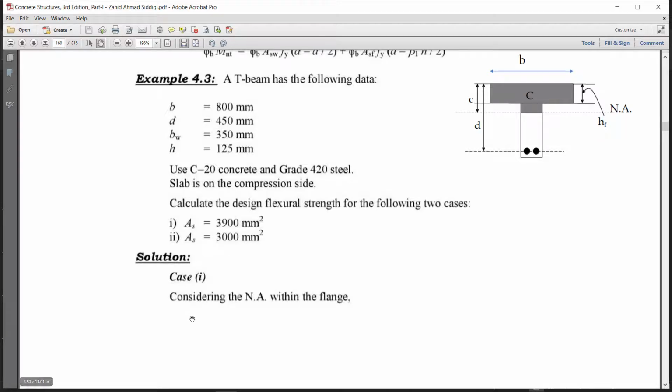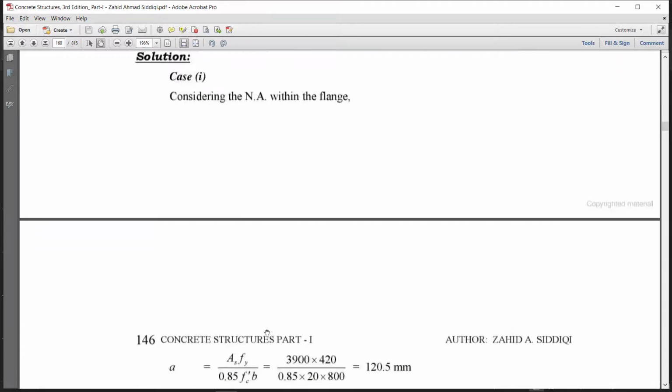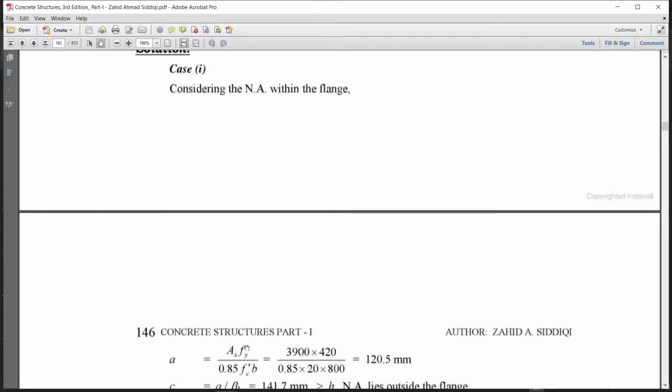First of all, we will assume the neutral axis is within the flange. When we consider the neutral axis within the flange, we consider the beam as a rectangular beam. Then we will calculate a as As Fy over 0.85 Fc prime B. Here 3900 is the area of steel, and the effective flange width B will be used.